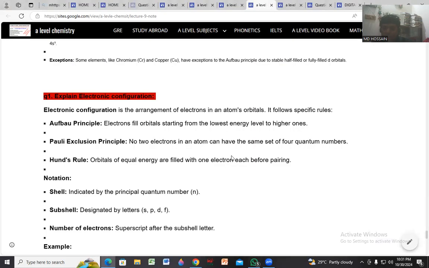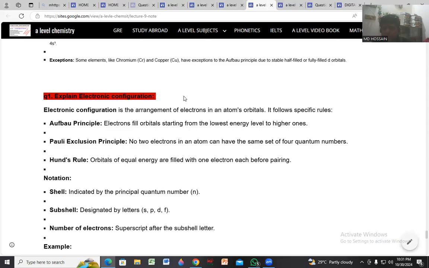Electronic configuration means the distribution of electrons around the nucleus, that means within the orbitals. So in the case of electronic configuration, you should understand the electronic distribution in all the orbitals. In our consideration, we should majorly focus on s, p and d orbitals.